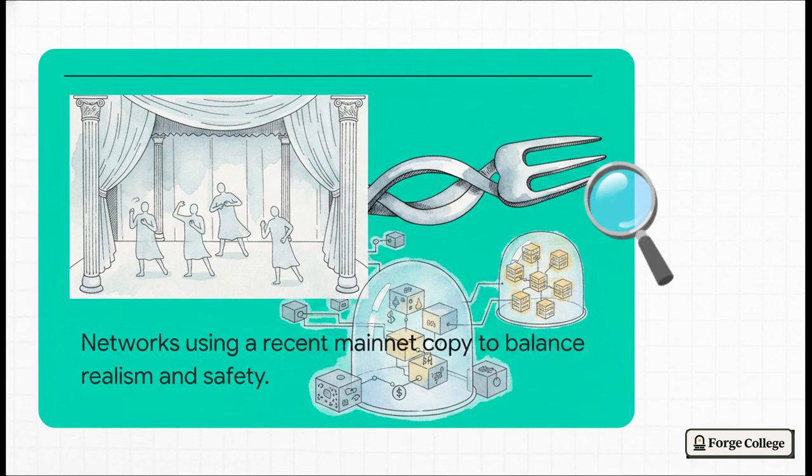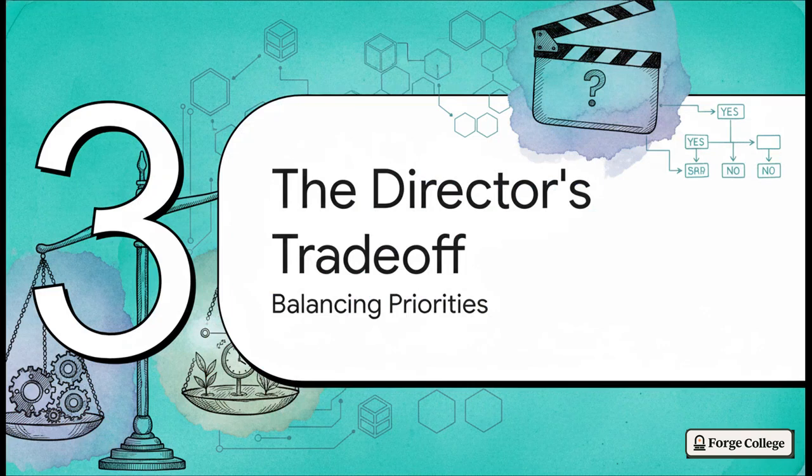Imagine practicing on the exact opening night stage, complete with the real set pieces, but it's totally isolated with ghost actors. You can interact with live protocol contracts and real token balances, but because it's isolated, no real funds are ever at risk. It balances absolute realism with total safety. Which brings us to part 3, the director's trade-off.